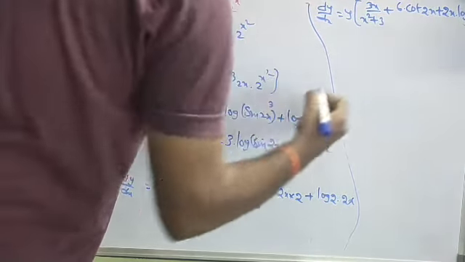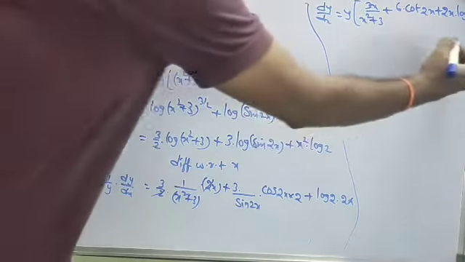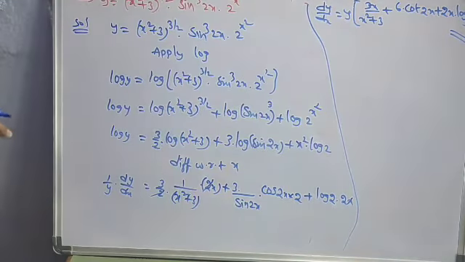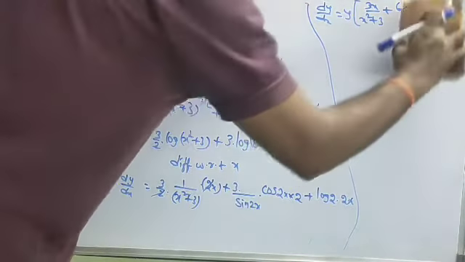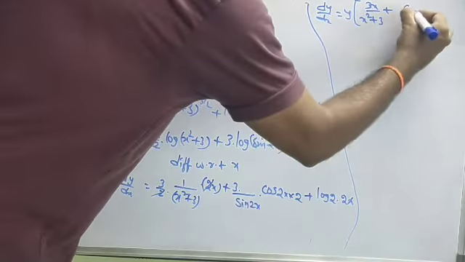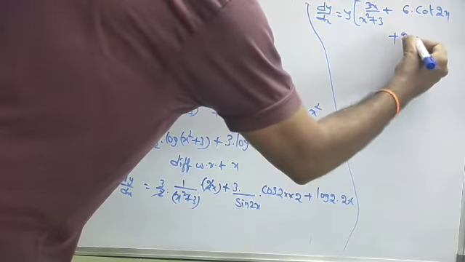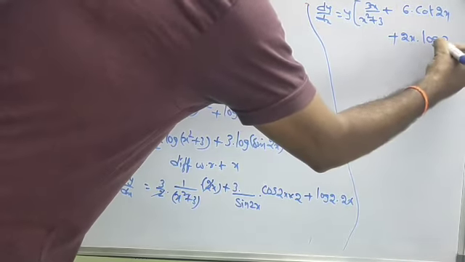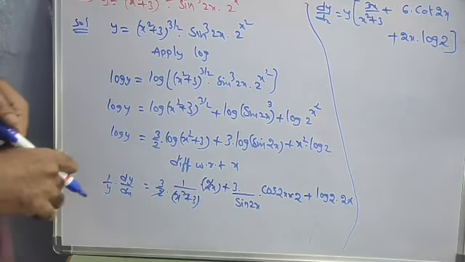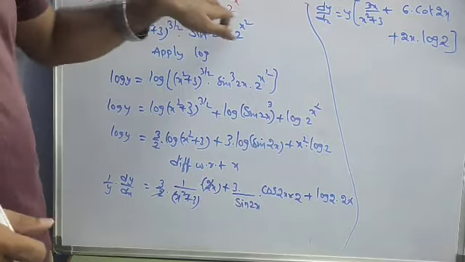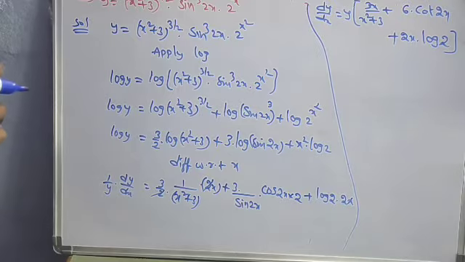If you are interested, in the place of y you just write down the total function. So this is our solution. I am just writing here 6 into cot 2x plus 2x into log 2. Log 2 is a constant. In the place of y you have to write down the total function, and that will give the dy by dx value.